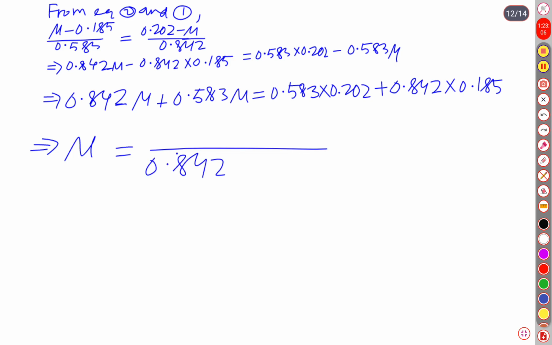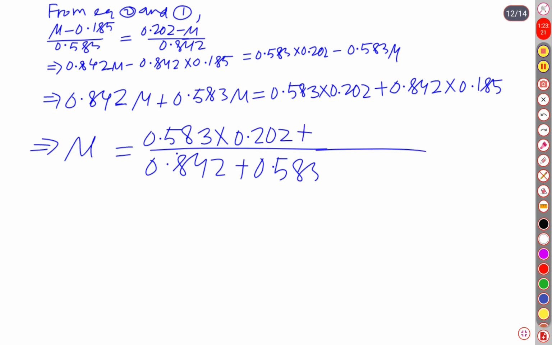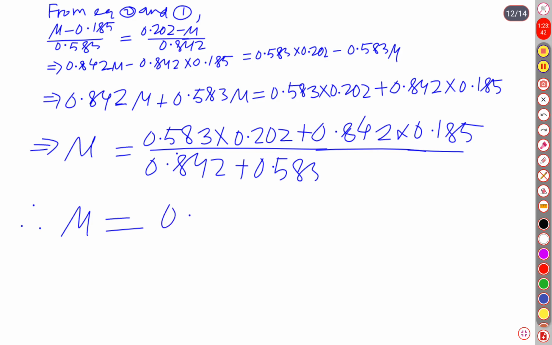Then if we make mu the subject, mu is equal to 0.842 plus 0.583 as the denominator, and the numerator is 0.583 into 0.202 plus 0.842 into 0.185. Hence, using a calculator, we get that our mu is 0.192. Hence our sigma is going to be, any of the equations can be picked up.